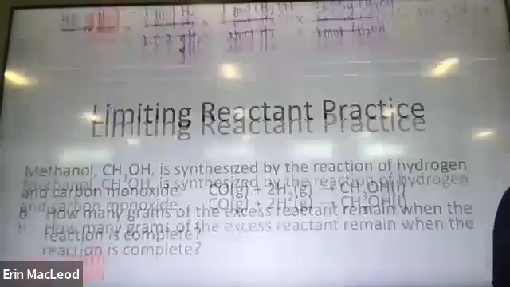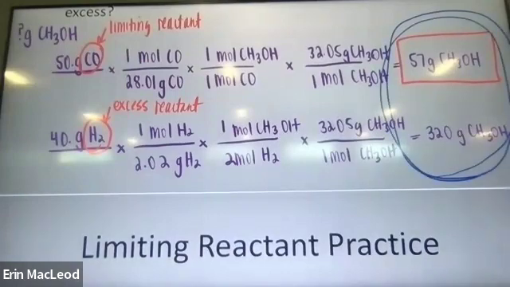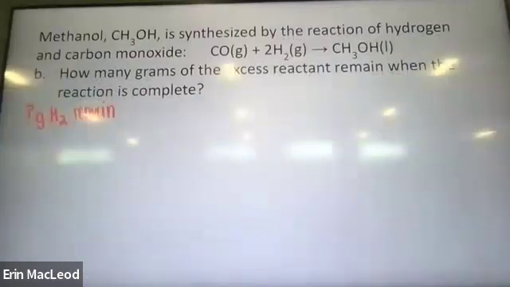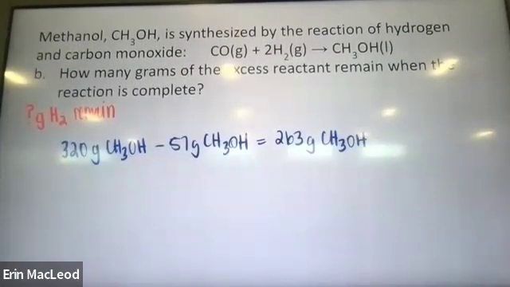Logically, it may not make the most sense, but what most students do is they take these two numbers and we subtract them. The difference between them is how much more you could have made. I could have made this much more with my hydrogen. So I do my subtraction first. I'm going to take my 320 grams of methanol and subtract the 57 grams that I know I can make. And I get 263 grams of methanol. And a lot of people would be like, okay, cool, I'm done. I subtracted, that's how much more I could make, so I'm done.